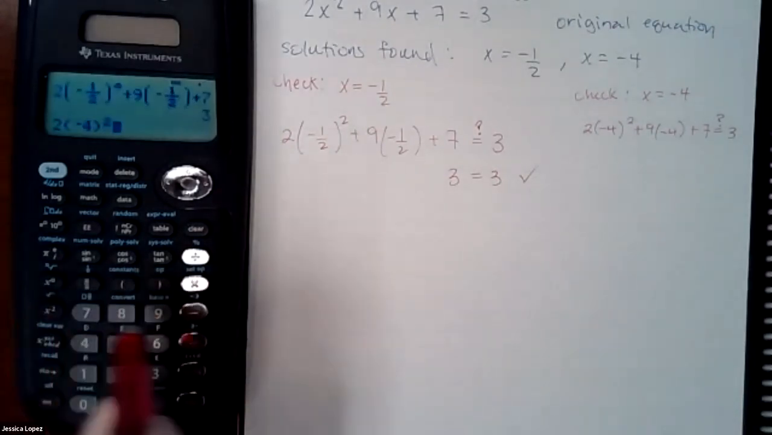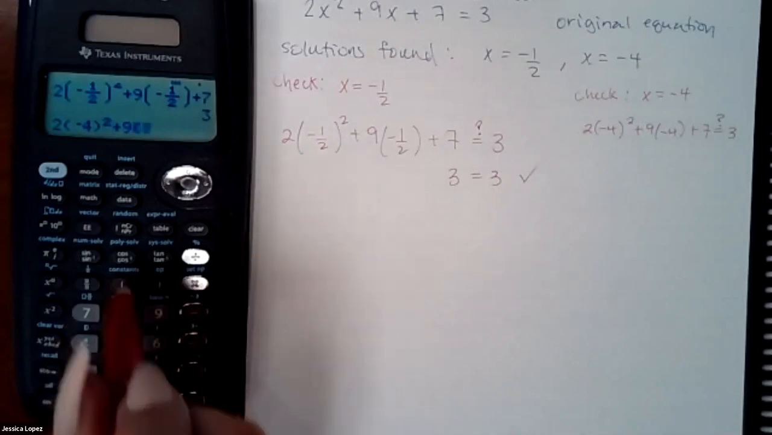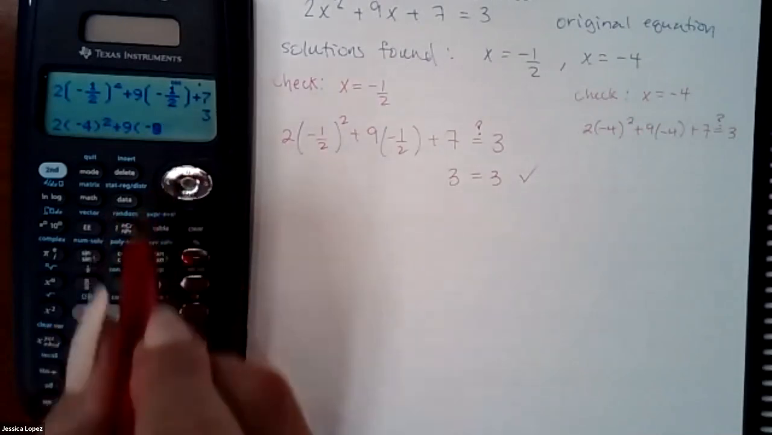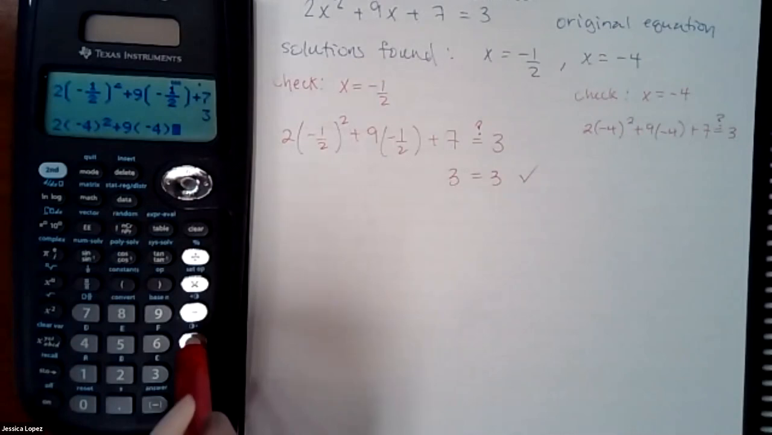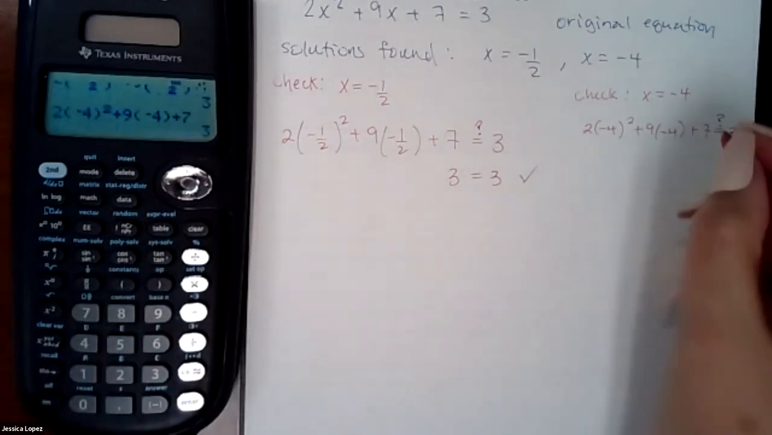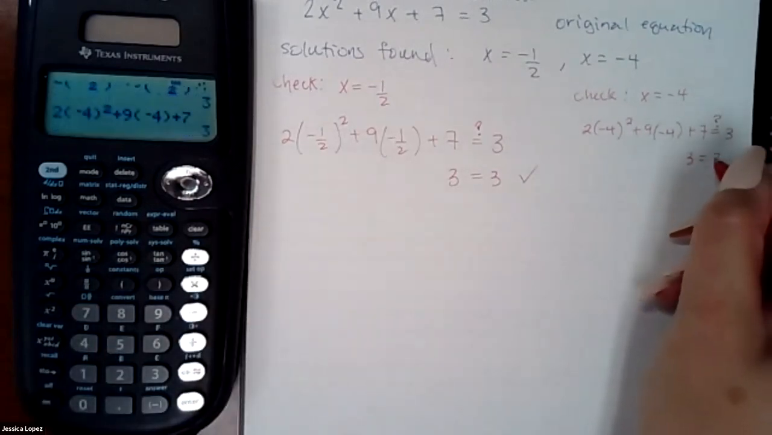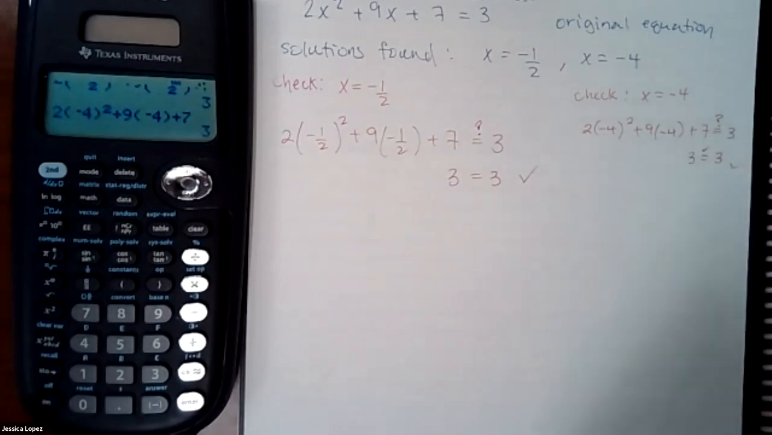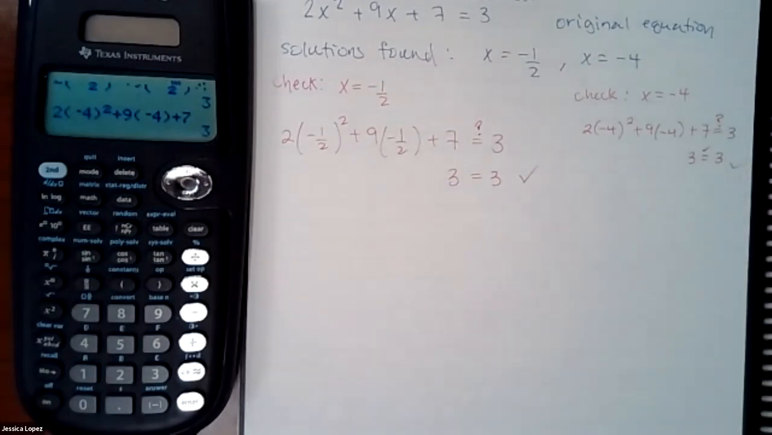2 (-), close with the square, +9 (-)4, close the parentheses, +7. And I also get 3. So it does work. Both of them are solutions.